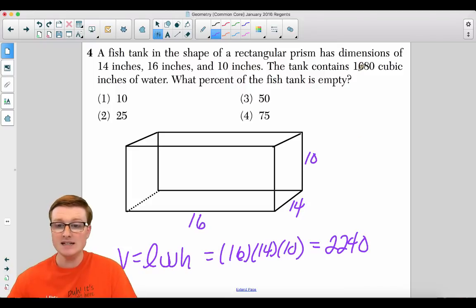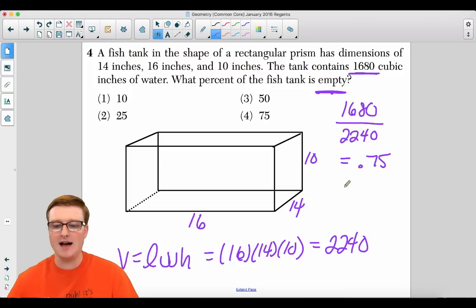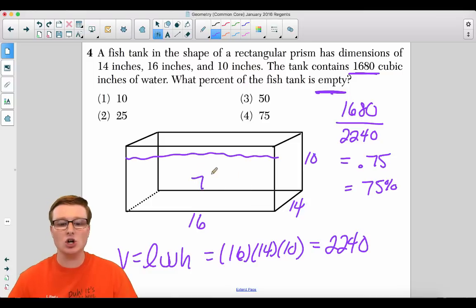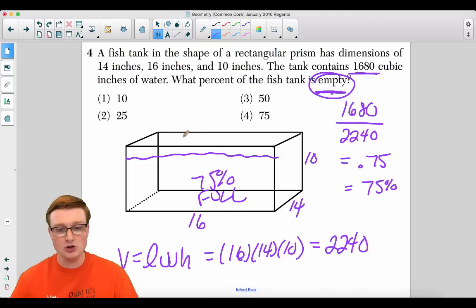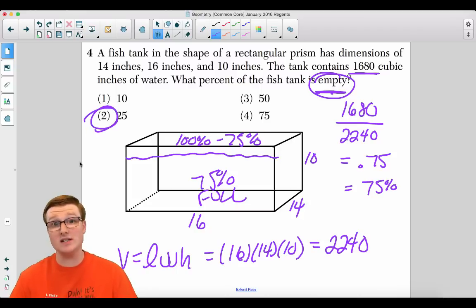However, it says the tank currently contains 1680 cubic inches of water. So therefore, we're trying to figure out emptiness. So what I'm going to do is take 1680 and divide it by 2240. That will give me an answer of 0.75, which is equivalent to 75%. What this is telling us is that the tank is currently 75% full. If we're looking for emptiness, it's 100% minus 75%, which is going to be choice 2, 25%. So be careful with the wording of that question.